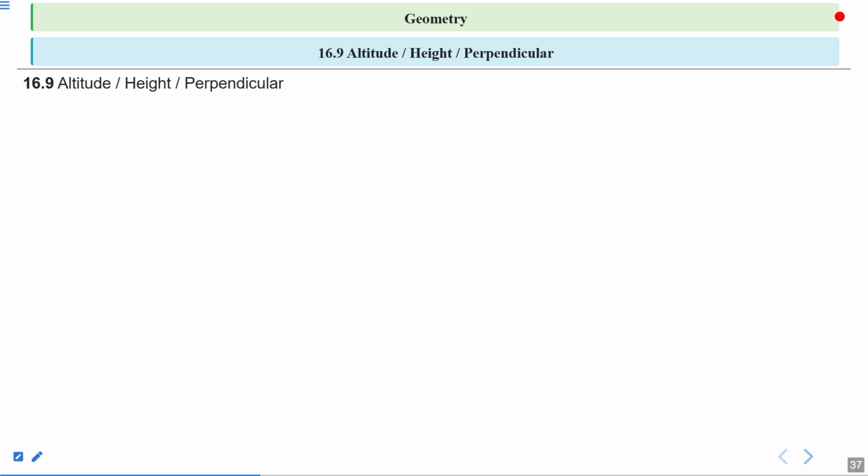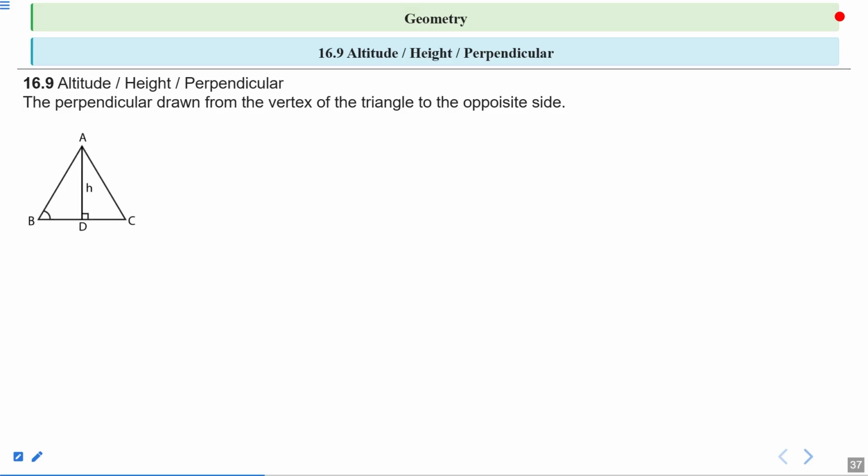Next one is altitude, height and perpendicular. So the perpendicular drawn from the vertex of the triangle to the opposite side. So this is the diagram of the altitude, or we can say the height, or the perpendicular length. So AD represents these things, which are altitude, height, or perpendicular in a triangle. If the triangle is an obtuse angle triangle, AD is again the altitude, height or perpendicular. So we can draw like that in the diagram.